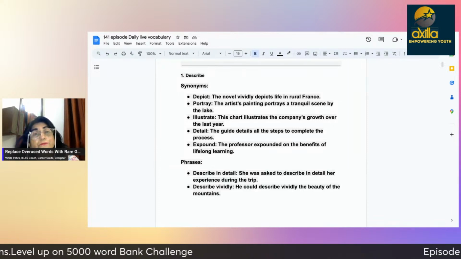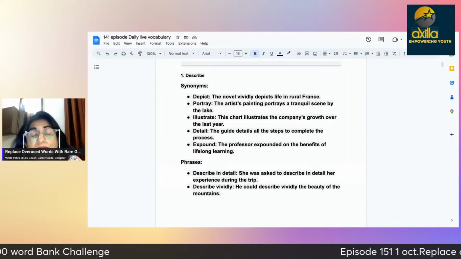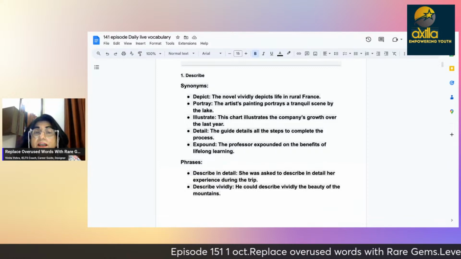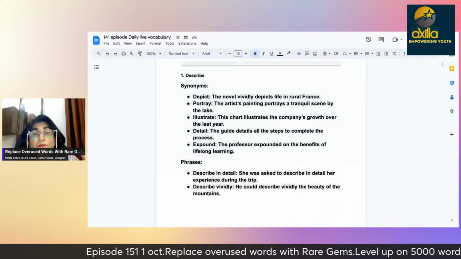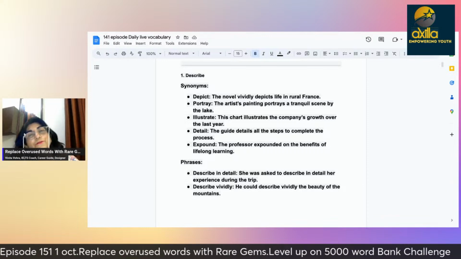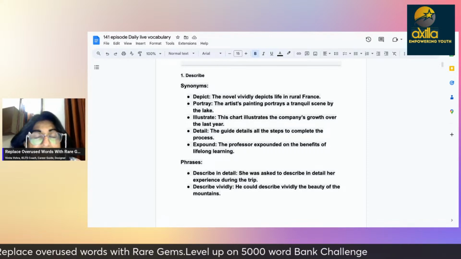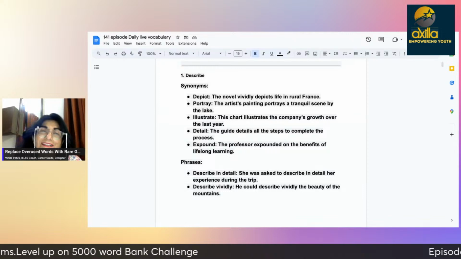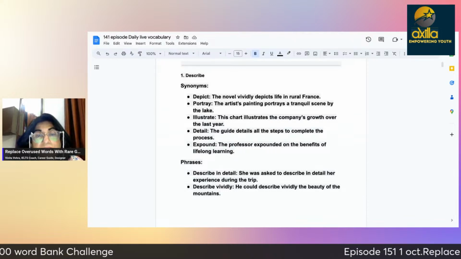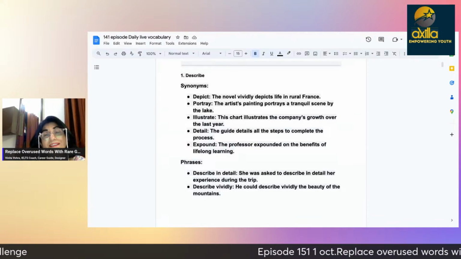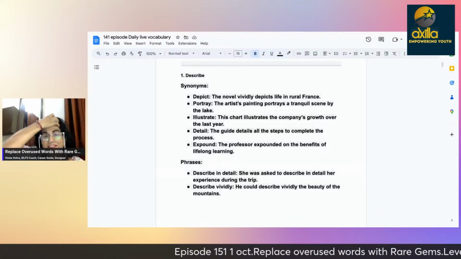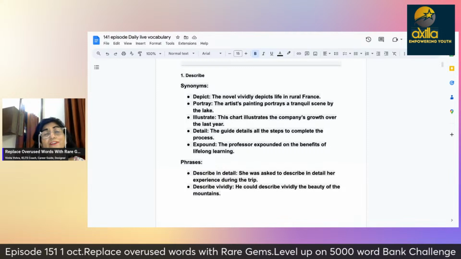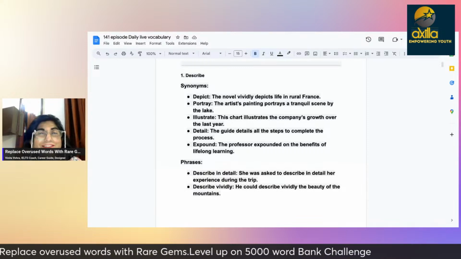So how do you use each of them in a sentence? Depict: the novel vividly depicts life in rural France. Or the novel describes vividly the rural life in Japan. Portray: the artist's painting portrays a tranquil scene by the lake. The artist's painting describes a tranquil scene by the lake. But here, because we are talking of painting, portraying would be a better word than describe. It's giving you an alliteration too, isn't it?